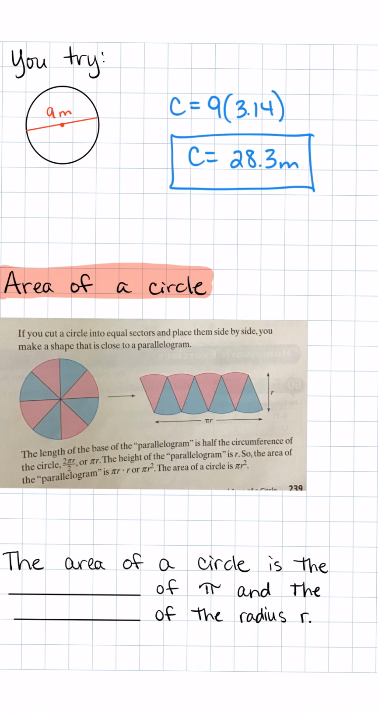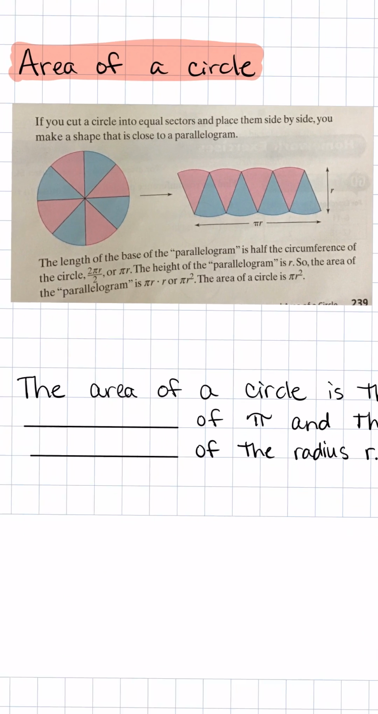Okay, so you should have got the circumference equals 28.3 meters. So now let's look at the area. So that's the circumference, and now we're going to look at the area of a circle.